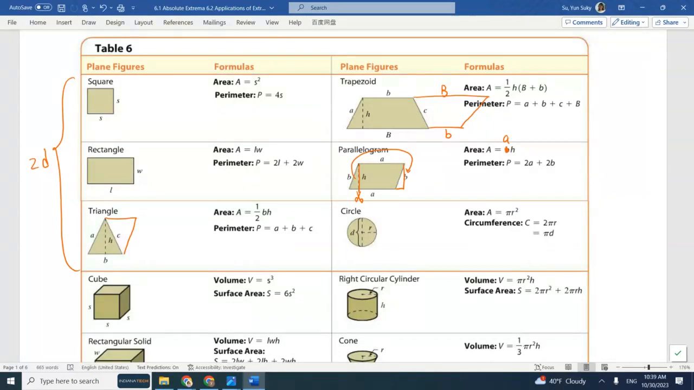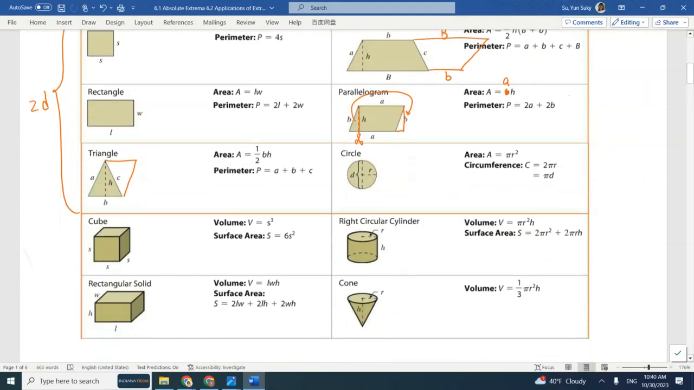Okay, last one, circle. Do you all know the area is pi r squared? Circumference. Interesting. Why don't we call it perimeter? Why do we call it circumference? So circle is special, right? So circumference 2 pi r is also equal to pi d, where d is the diameter of the circle. Right, everybody? Okay, how about 3D?